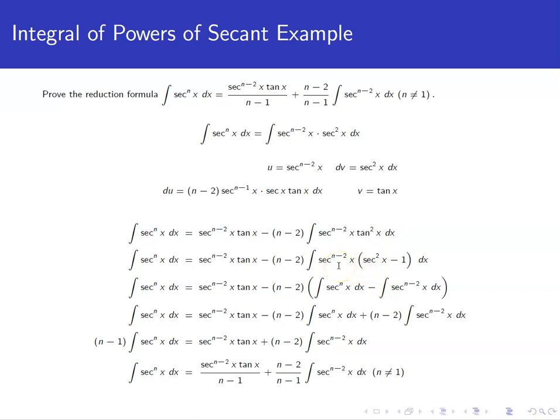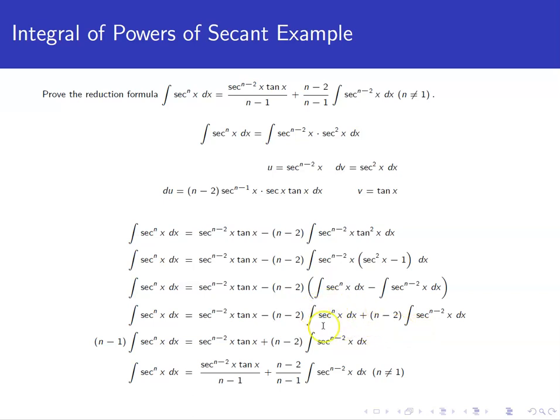Now we can take the secant to the n minus 2x, distribute it over both terms, and break the integral up at the minus sign. So here we've got integral of secant to the nx dx minus integral of secant to the n minus 2x dx. This is still subject to being multiplied by this minus n minus 2. So if we distribute that through, we get a minus n minus 2 times integral of secant to the nx dx, and then minus and minus makes a plus n minus 2 times integral of secant to the n minus 2x dx.